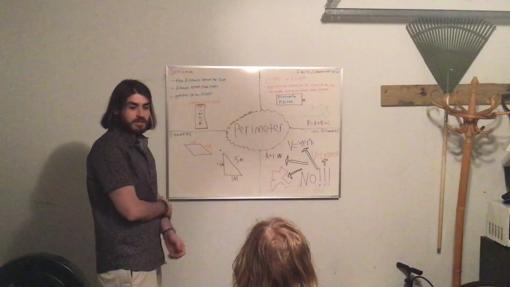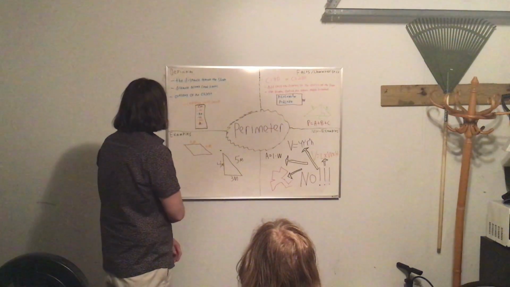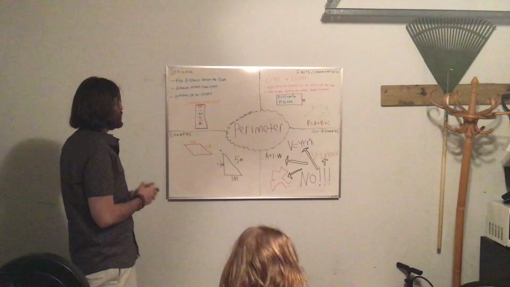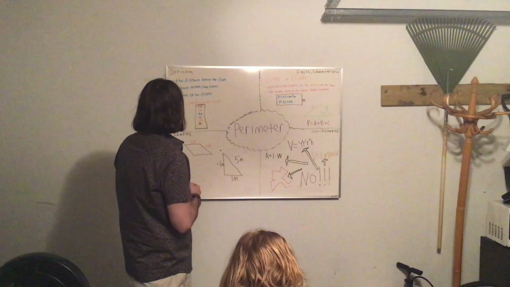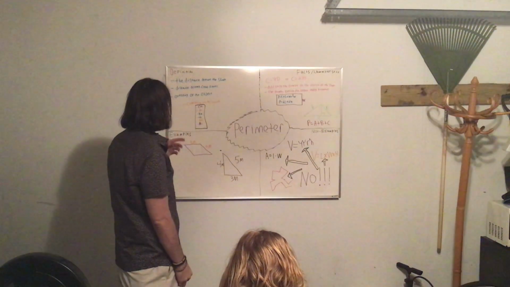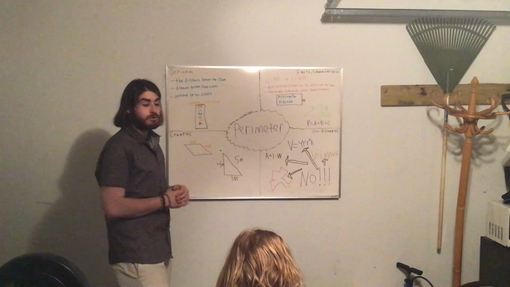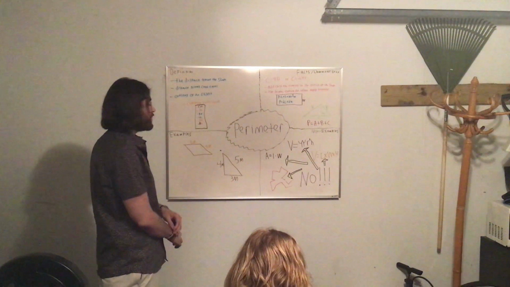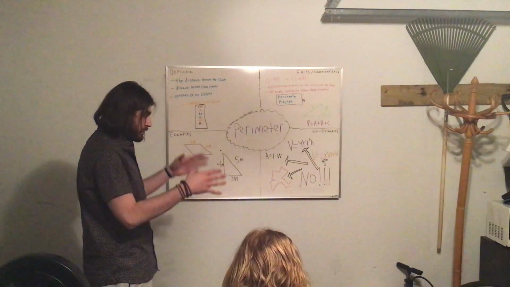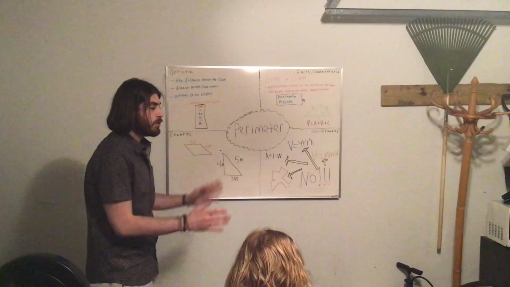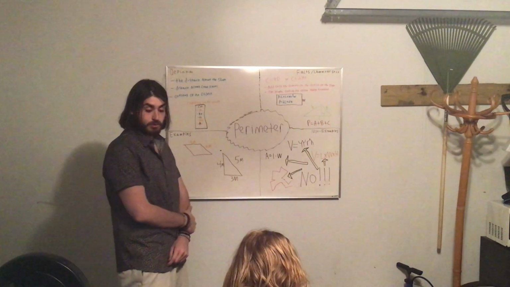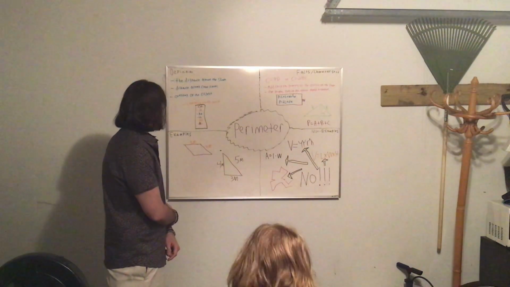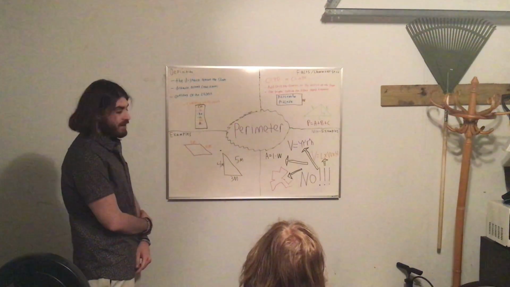First we're going to talk about the definition of perimeter. Perimeter is the distance around the shape. It's also the distance around closed figures, and that's important because you can only find the perimeter of areas that are fully formed. There's no openings or gaps in between them.